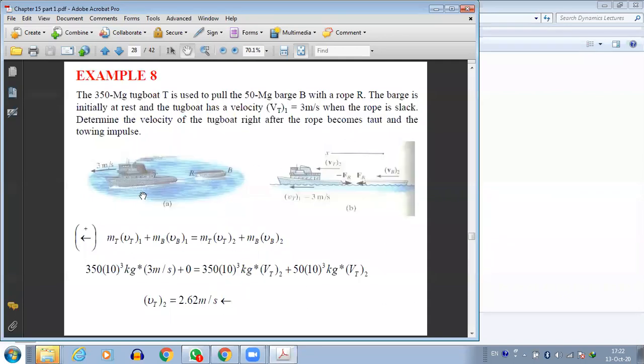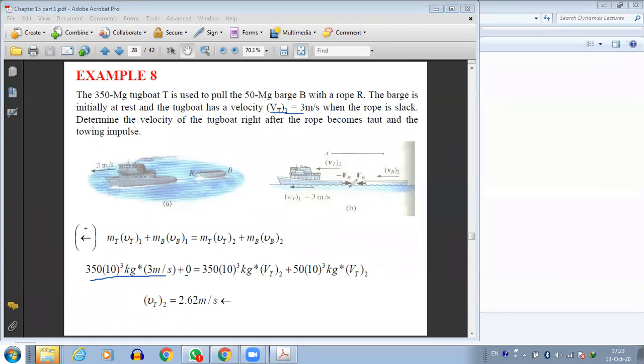One time by considering the conservation of momentum. Mass times velocity of the tugboat plus mass times velocity of the barge initially equals the final overall momentum. Initially the barge was at rest, and the tugboat has a velocity of 3 meters per second. So we have this momentum plus 0.